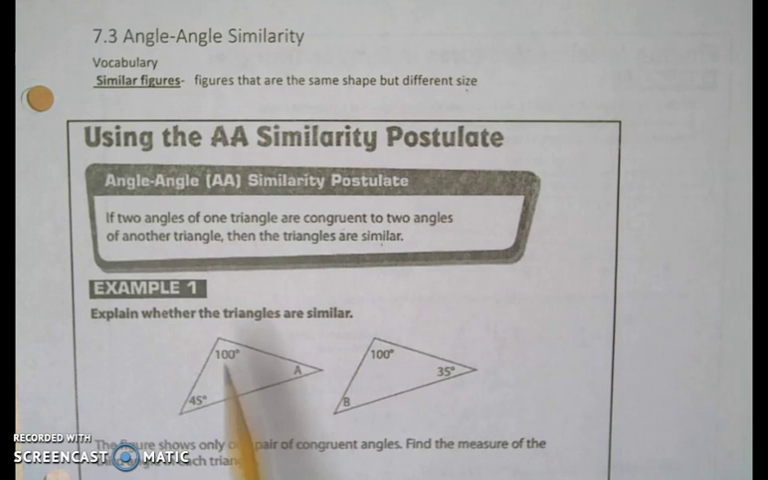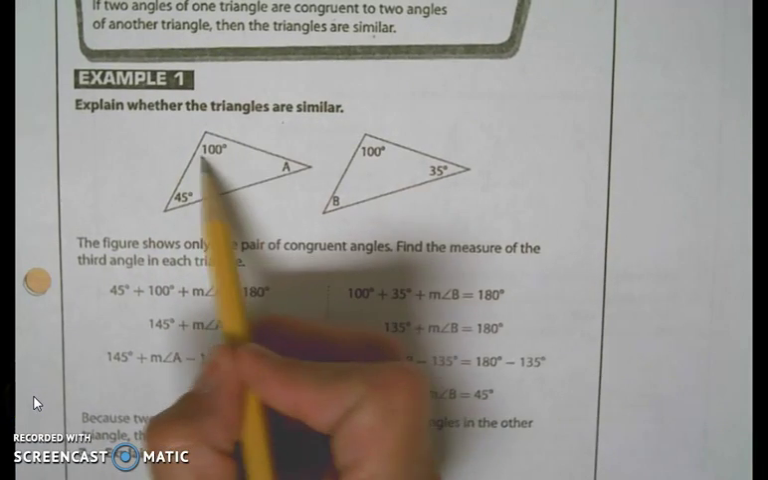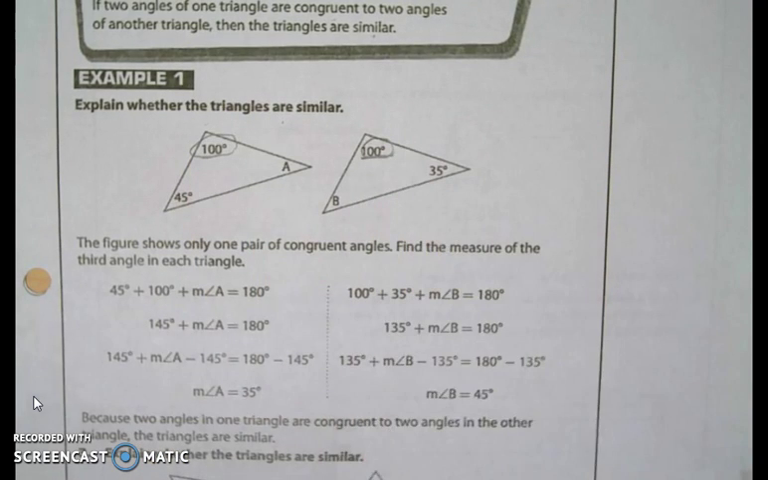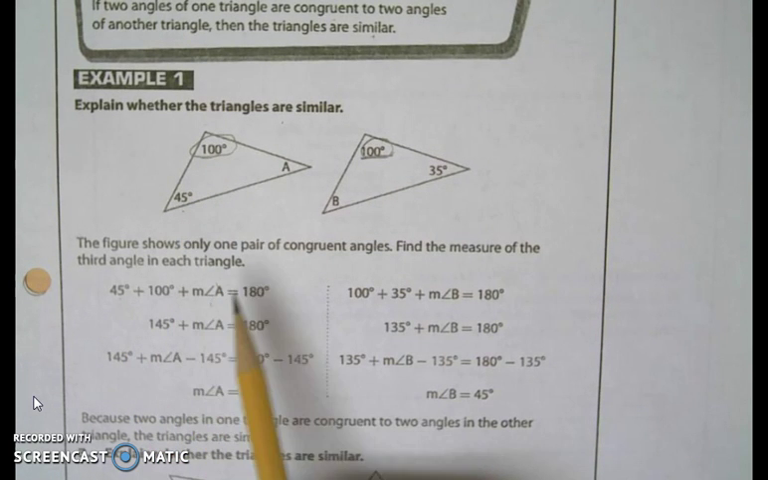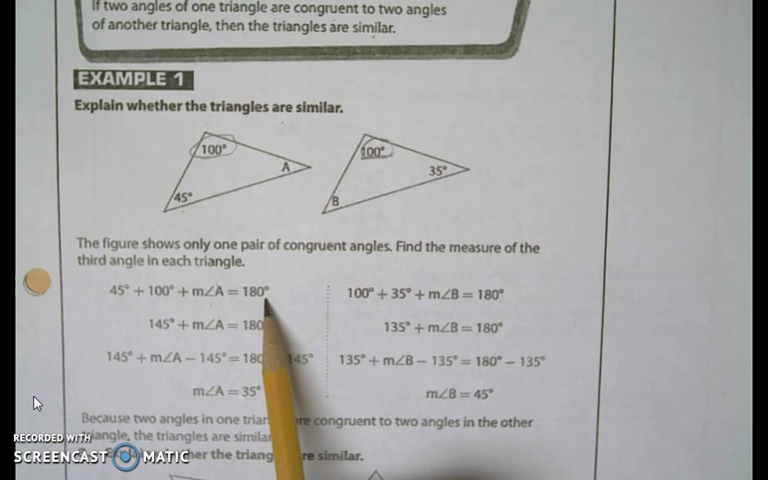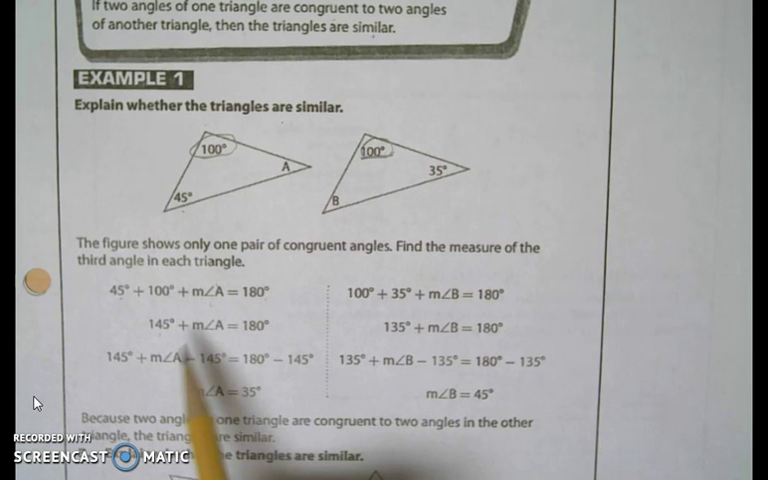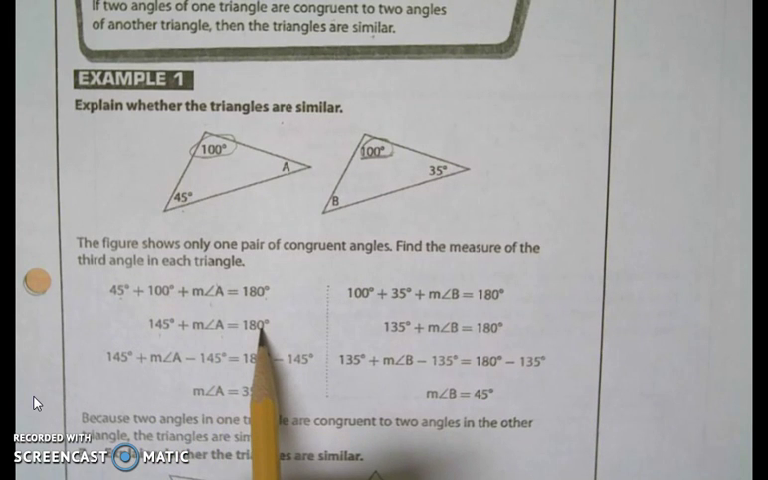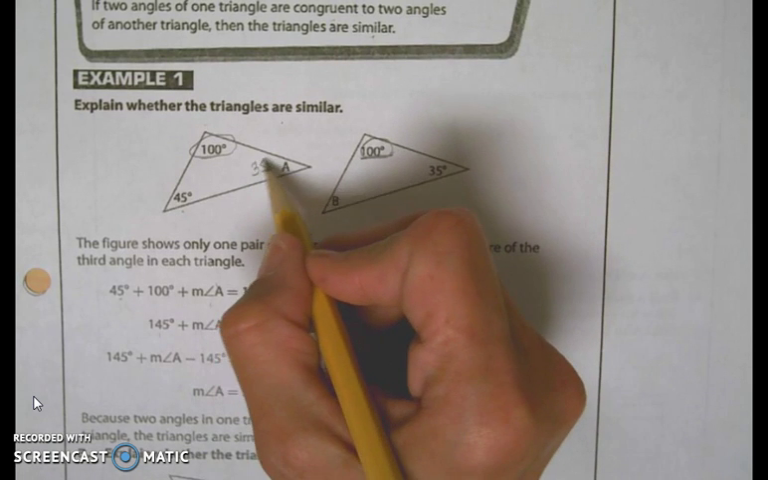Example 1. Explain whether the triangles are similar. The figures show only one pair of congruent angles. Finding the measure of the third angle in each triangle is the first step. So they added 45 plus 100 plus the measure of angle A, which has to equal 180 because all triangles have 180 degrees. 45 plus 100 is 145. When I subtract 145 from 180, I get the measure of angle A is 35 degrees.